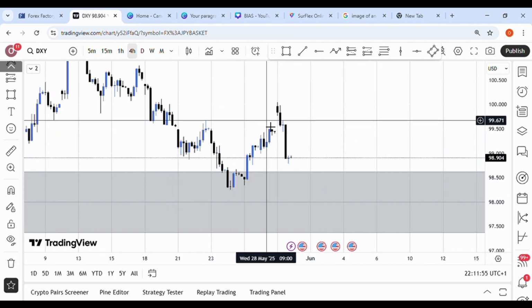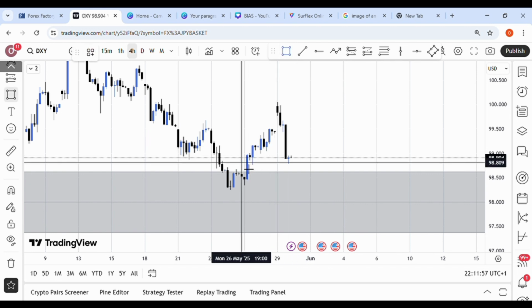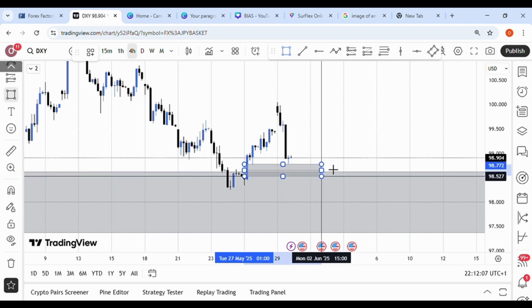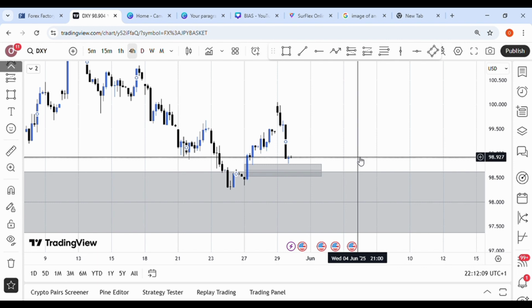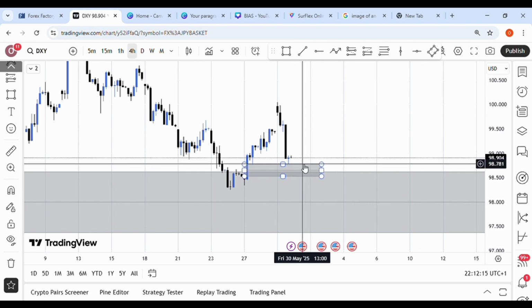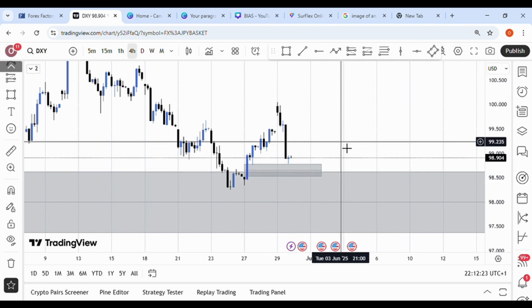Looking at our 4-hour time frame, you can see our fair value gap over here. This is a fair value gap that we expect price to respect. After marking out our fair value gap, from the 4-hour time frame, this fair value gap is a valid and strong one, and I think price is going to mitigate this fair value gap today or tomorrow.